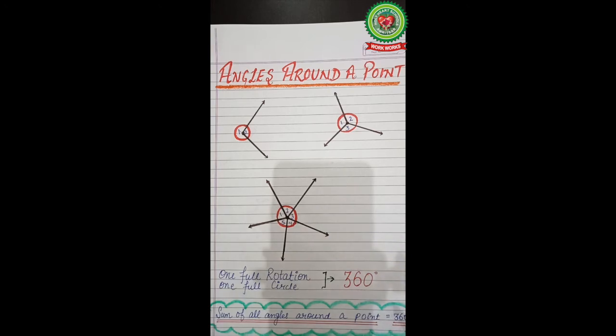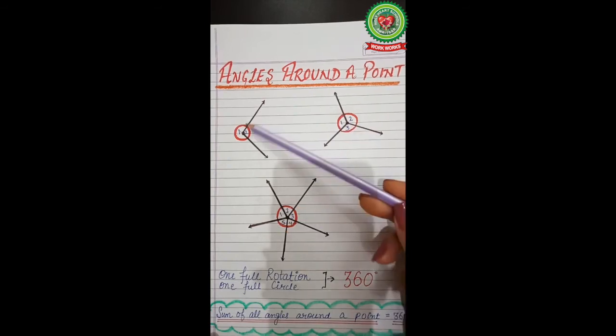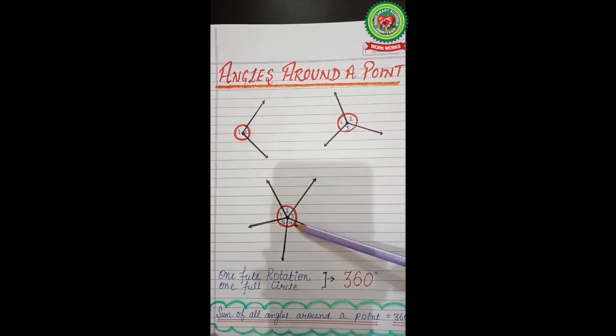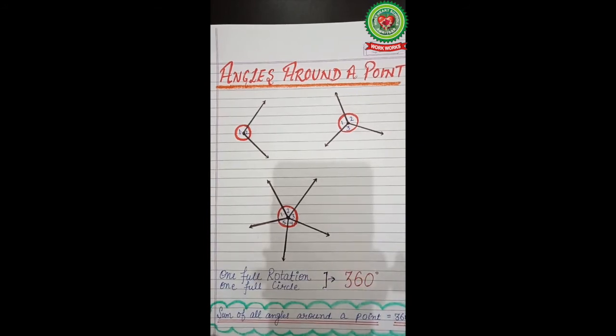You can see that when all these rays meet each other at a single point, they are forming a circle, right? When they are forming a circle, there is a complete rotation, one full rotation. So what does one full rotation mean? What does one full circle mean? Yes. One full rotation or one complete circle adds up to 360 degrees. This will always add up to 360 degrees.